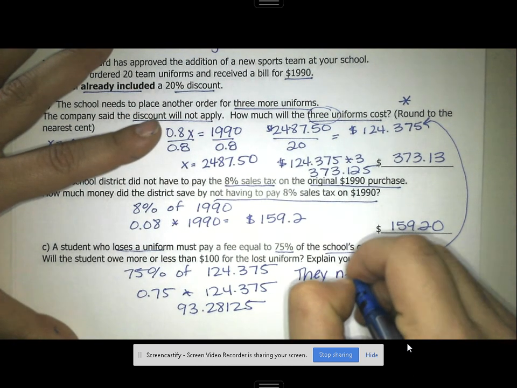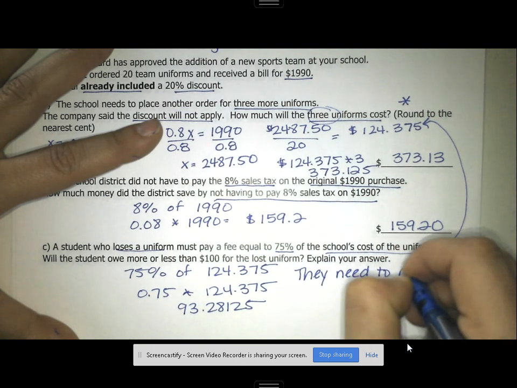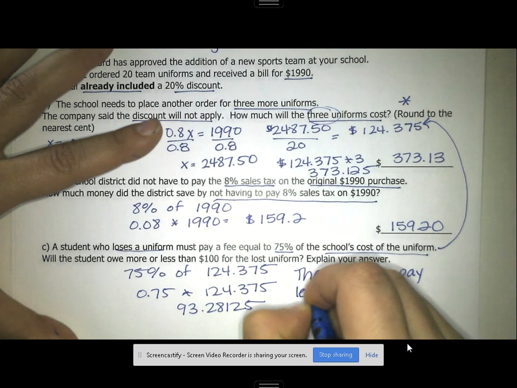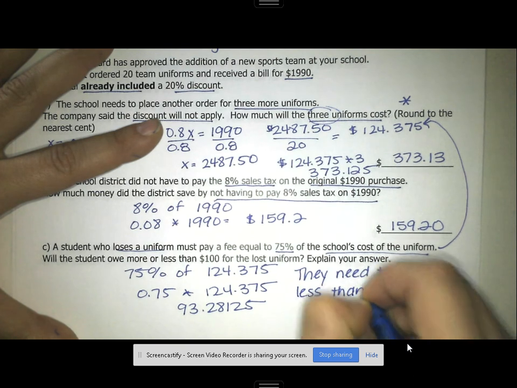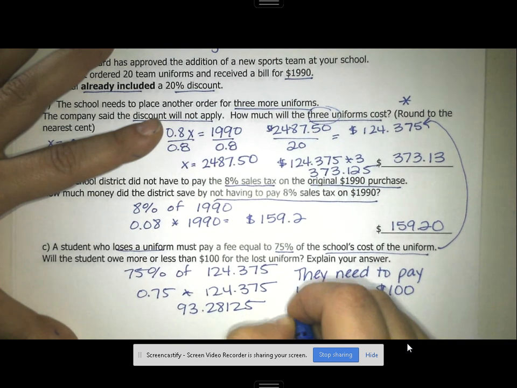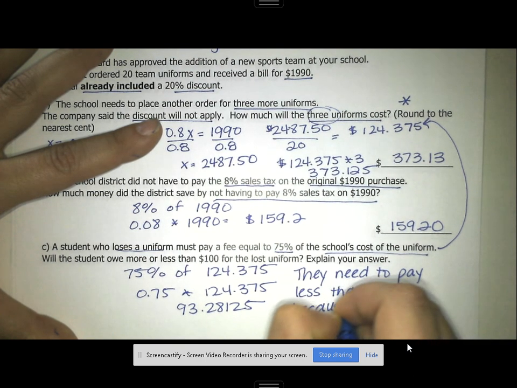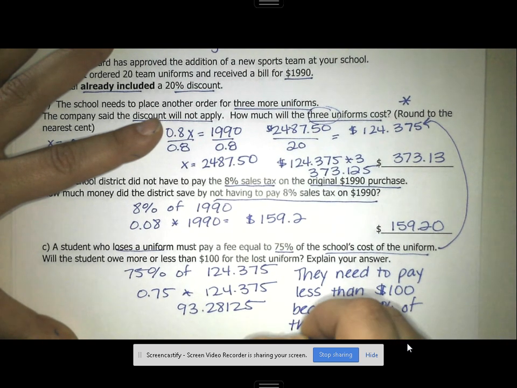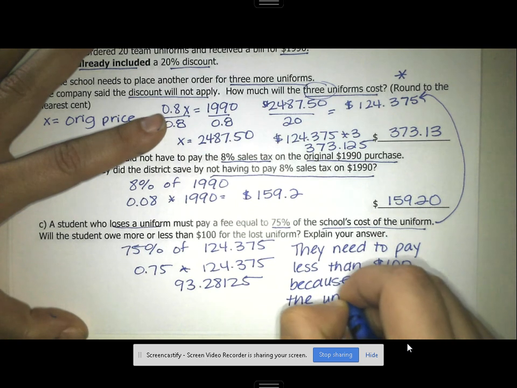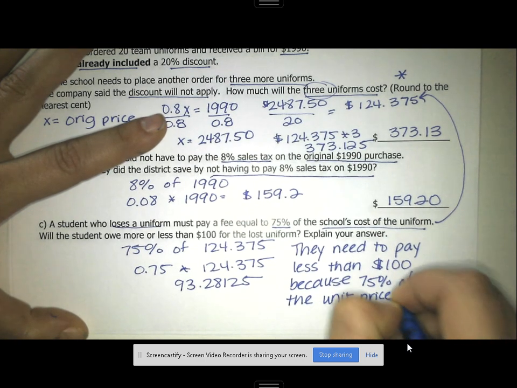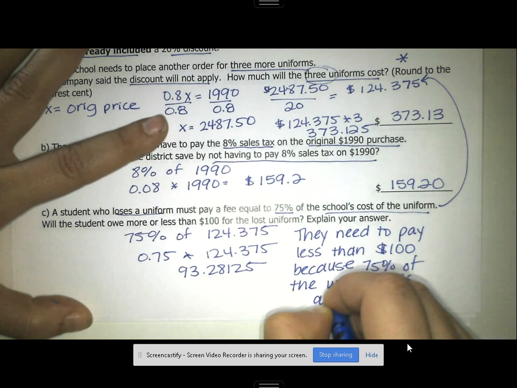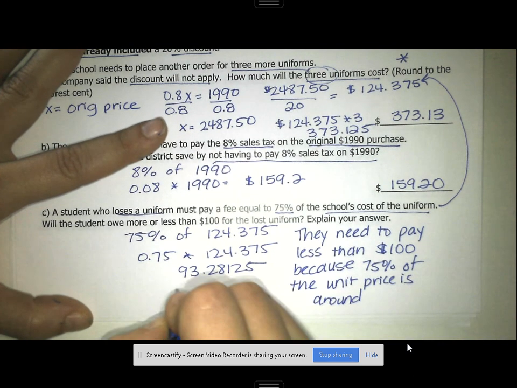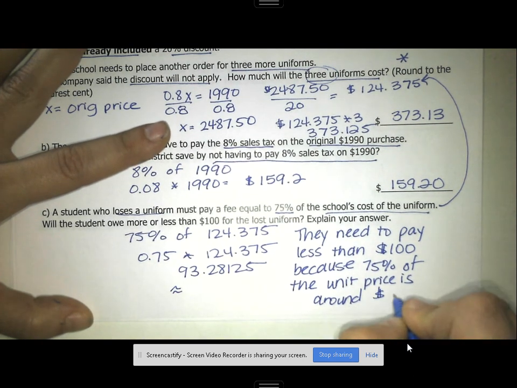So do they have to pay more or less than $100? They need to pay less than $100 because 75% of the unit price is around, and then I would probably round to the nearest cent, $93.28. Ooh, that looks weird.